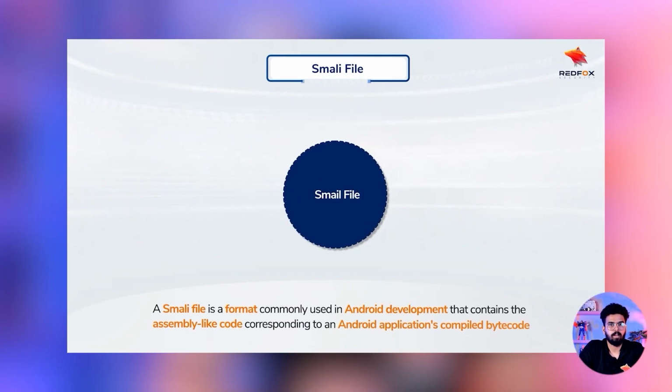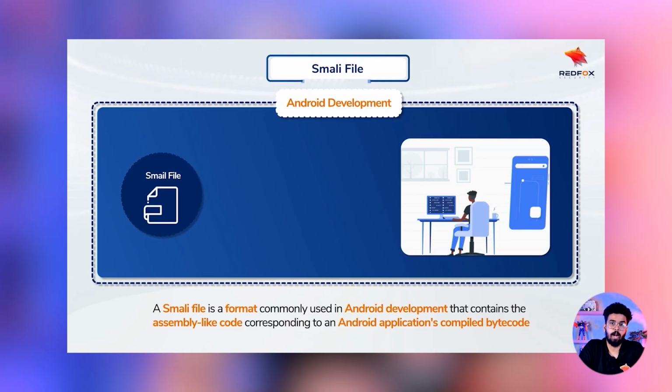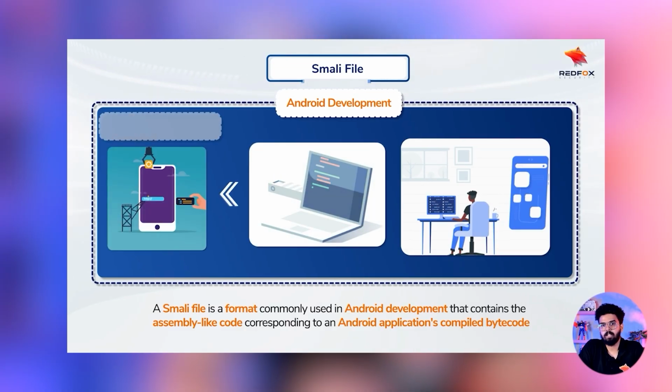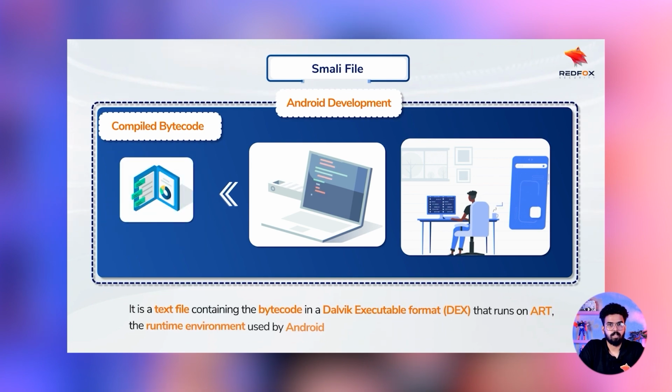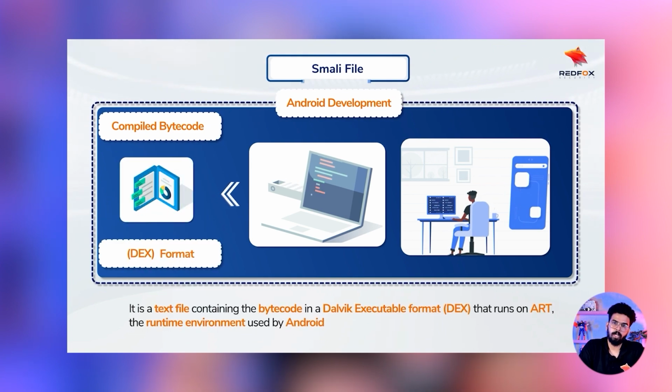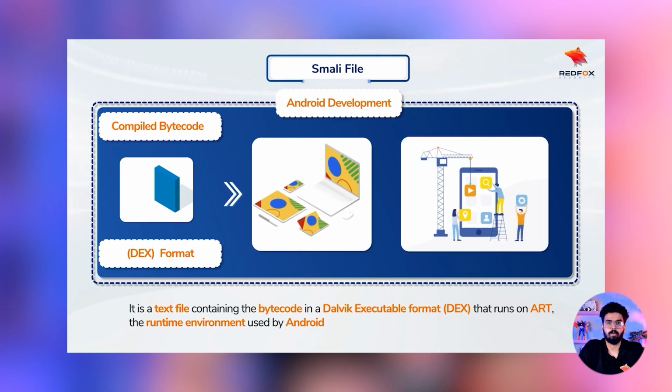Smali file. A smali file is a format commonly used in Android development that contains the assembly-like code corresponding to an Android application's compiled bytecode. It is a text file containing the bytecode in a Dalvik executable format that runs on ART, the runtime environment used by Android.